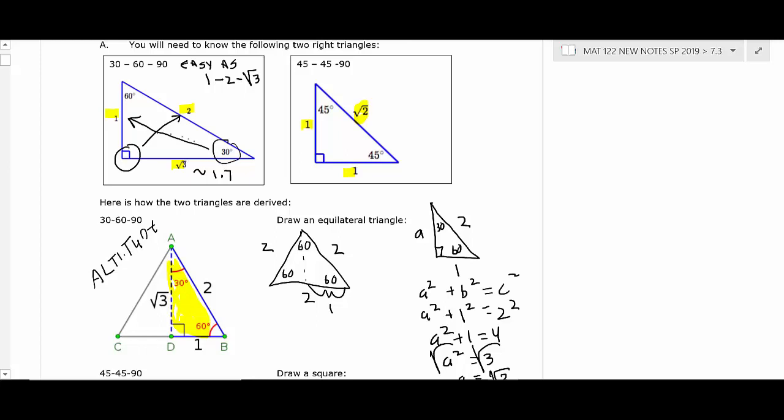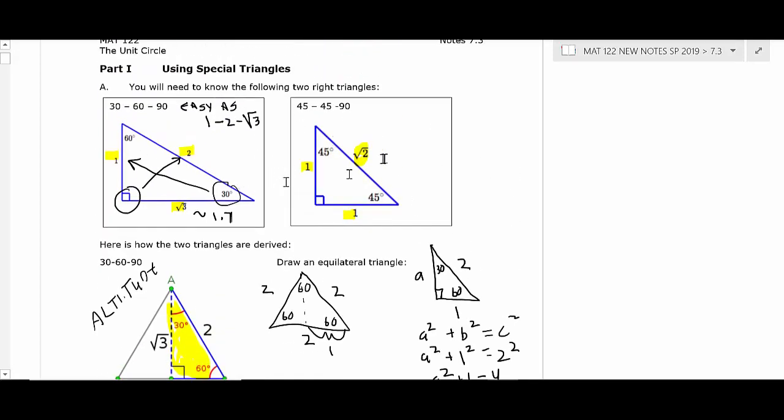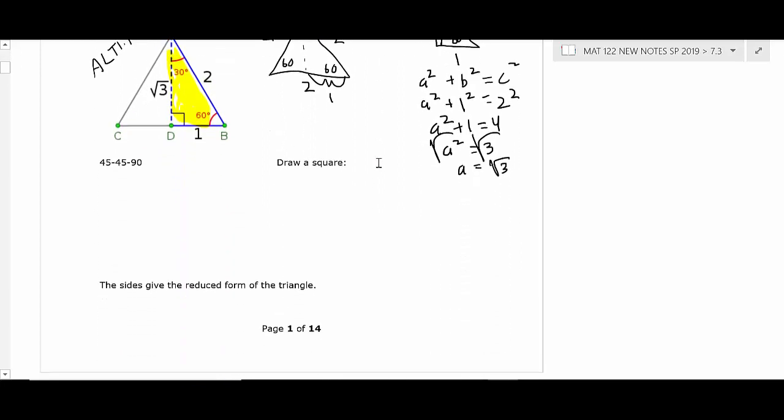So again, think of it this way. 1 is the smallest, it matches the smallest angle. 2 is the biggest, it matches the biggest angle. Hopefully that's logical to you, and that's how I remember that, okay? All right. So now I'm going to do the 45-45 right triangle and show you where that comes from.